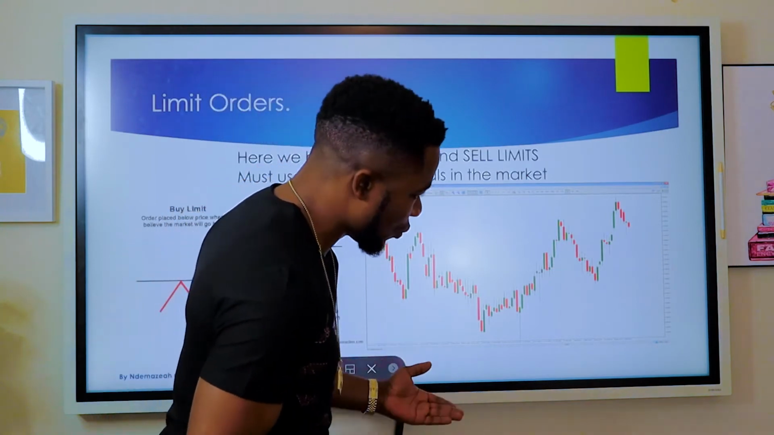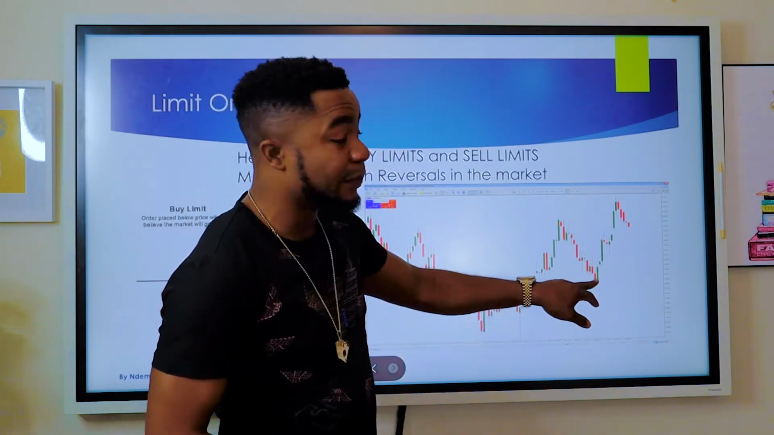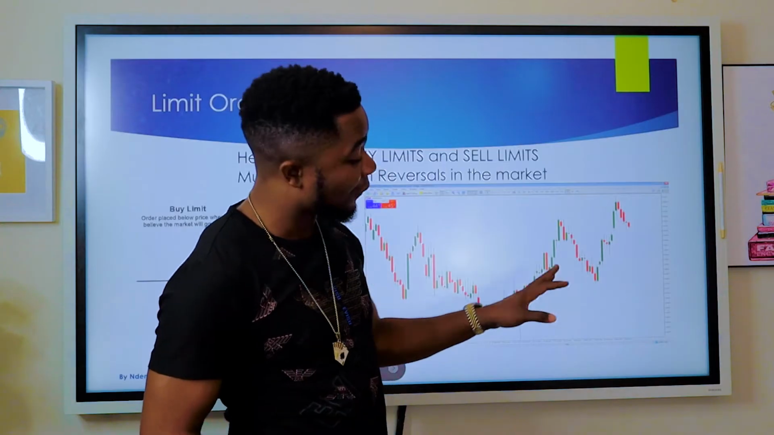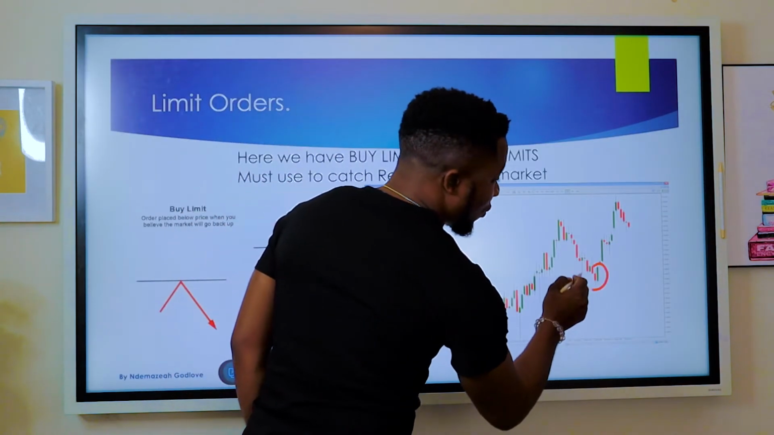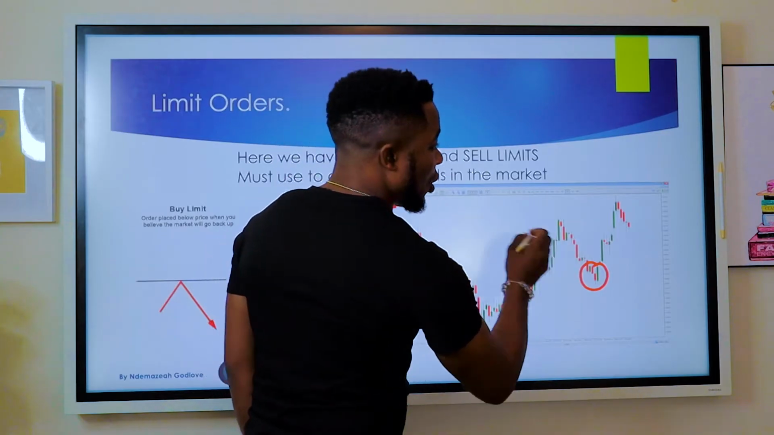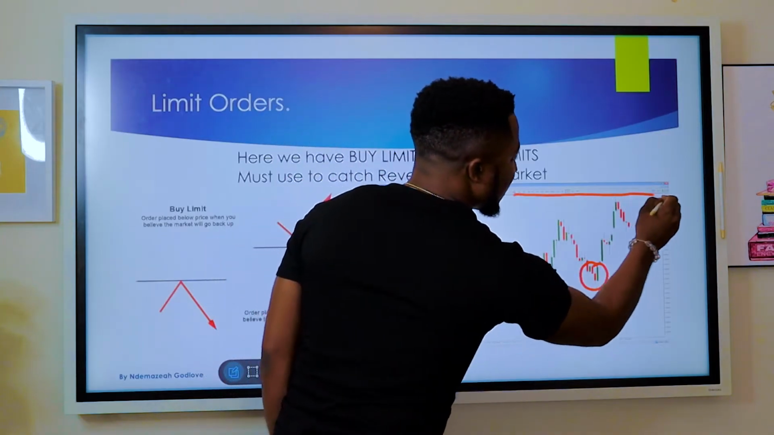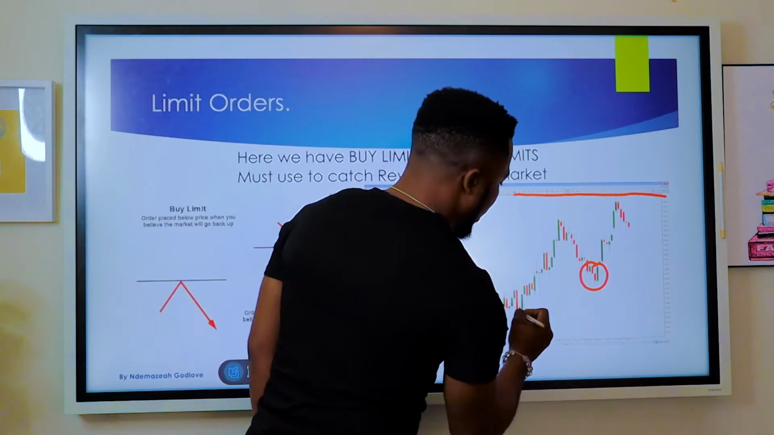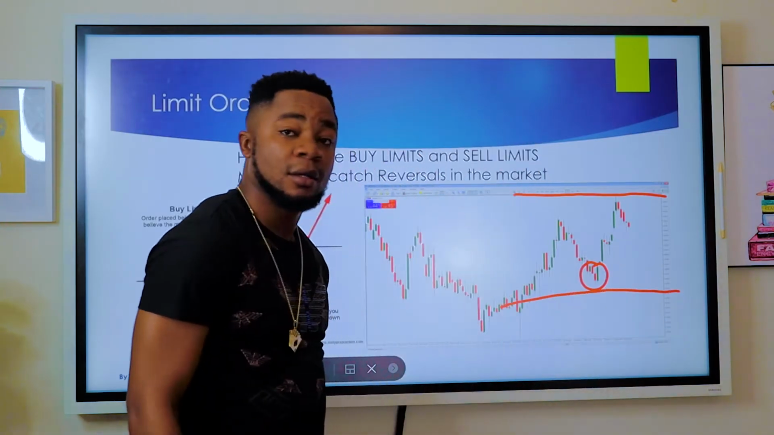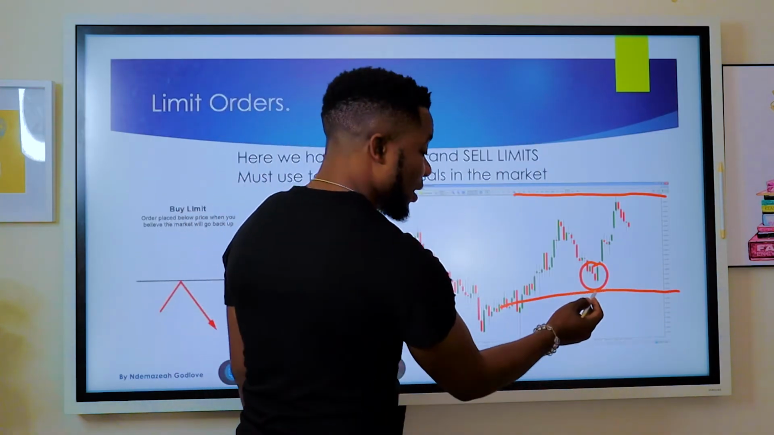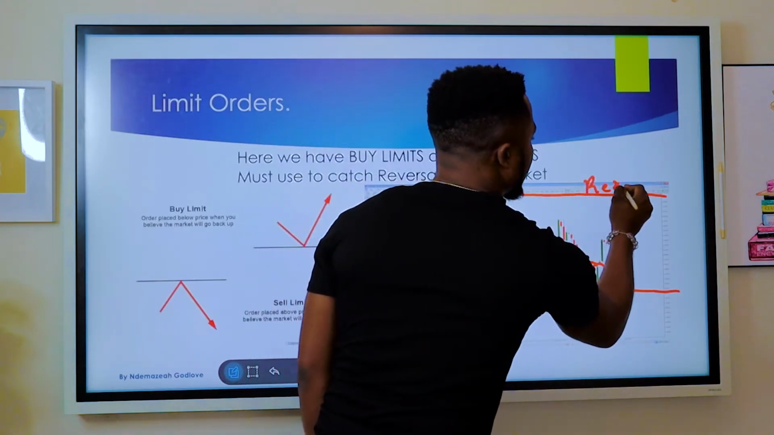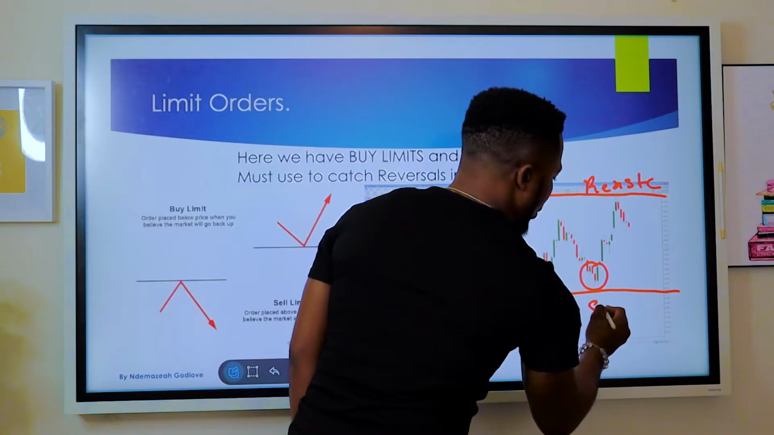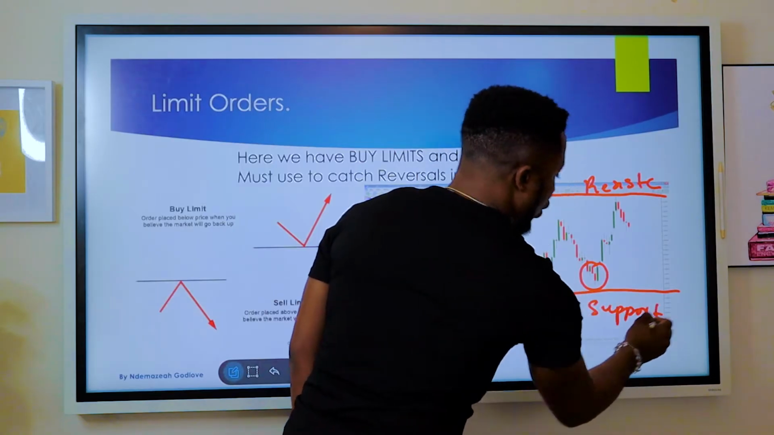So let's just assume, right, let's just assume at this particular point of the chart, you knew very well that the chart is going on, and maybe you had a resistance somewhere here, and you had another resistance here. All right. You had a support here and a resistance, and you had a support somewhere here.